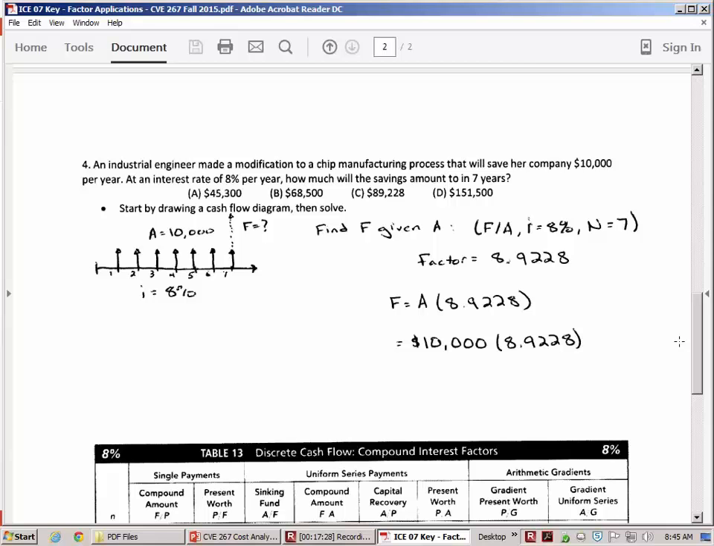So this is find F, the future amount, given A, an annual series. F/A. So you go to the F/A column, 8%, down to N equals 7, and the factor is 8.9228. We multiply that by the original amount, and it should be 89,228. So answer C is the correct answer for number 4.